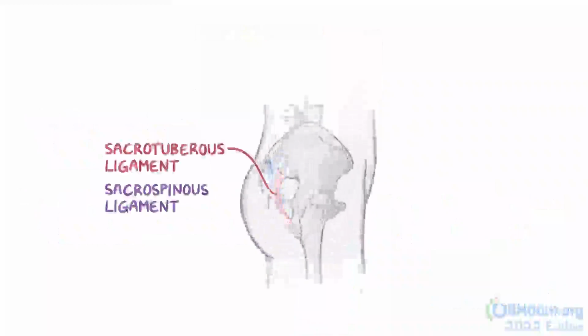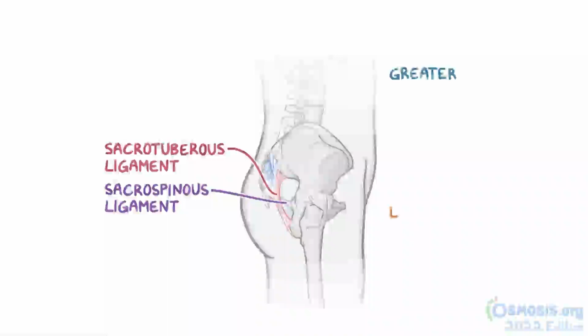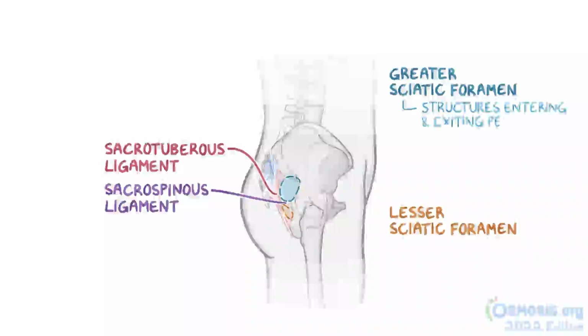Alright, as a quick recap, the sacrotuberous ligament and the sacrospinous ligament convert the greater and lesser sciatic notches into greater and lesser sciatic foramina. The greater sciatic foramen allows for the passage of structures entering and exiting the pelvis, whereas the lesser sciatic foramen allows for structures entering and exiting the perineum.